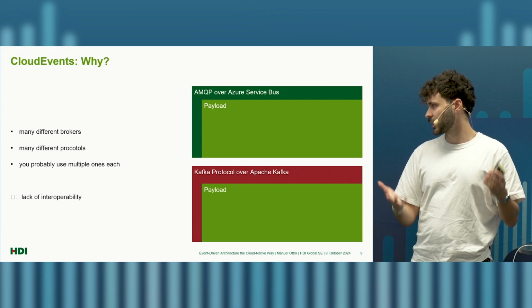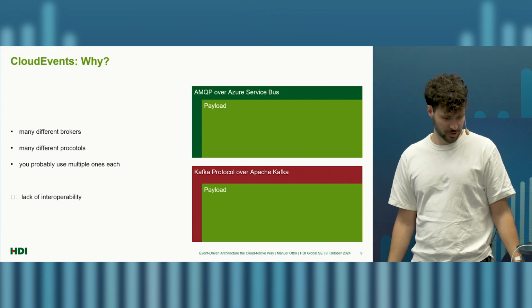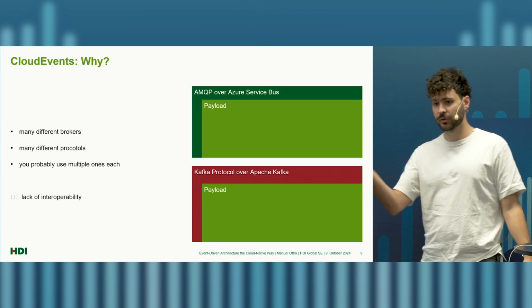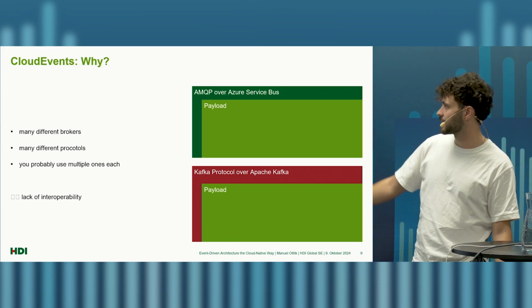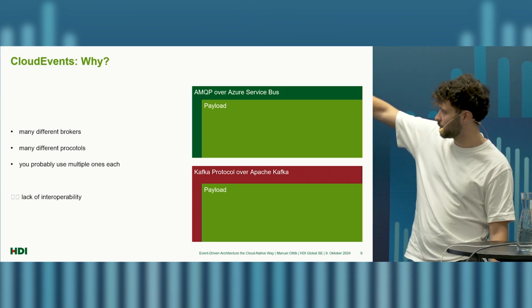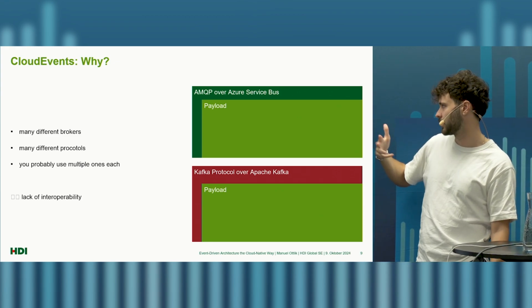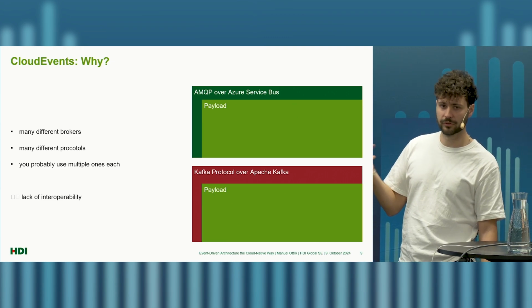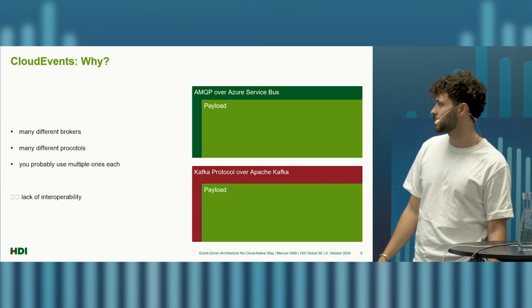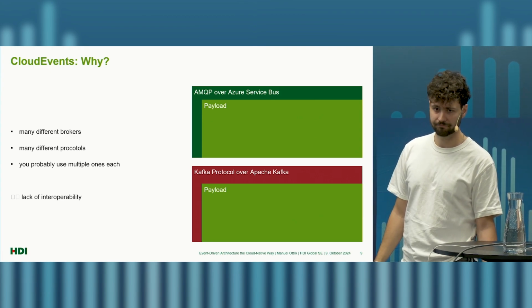So there is a lack of interoperability. Well, there's a formatting error there, but that shouldn't matter. So to increase that interoperability, I created this example on the right. The upper one and the lower one have the exact same payload. Same color, same content, same payload. But they use a different envelope. The first one using AMQP over Azure Service Bus, the second one using the Kafka protocol over Apache Kafka.